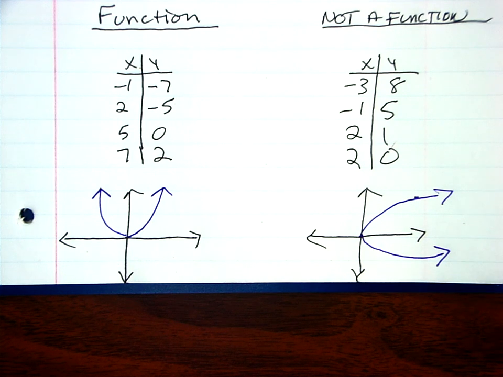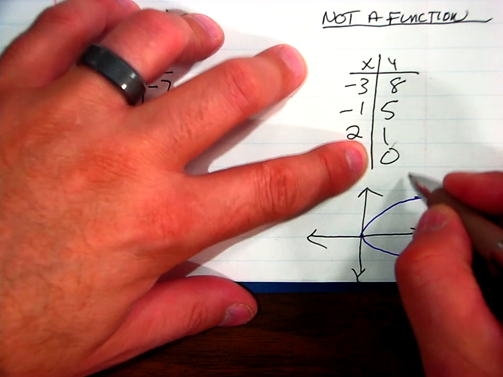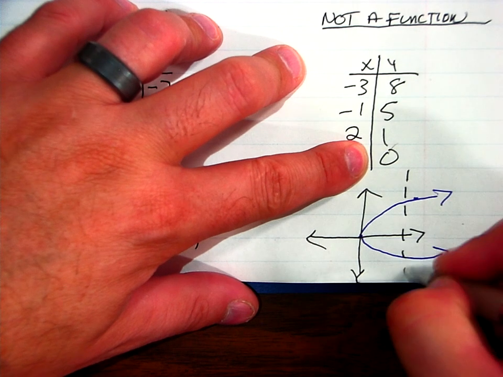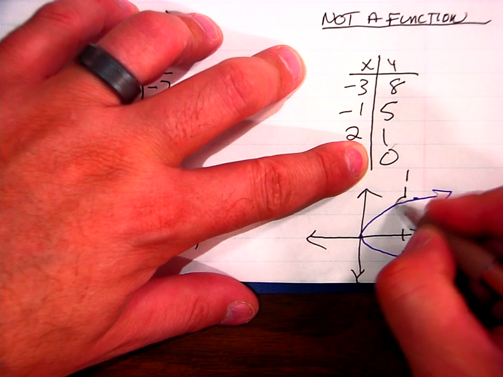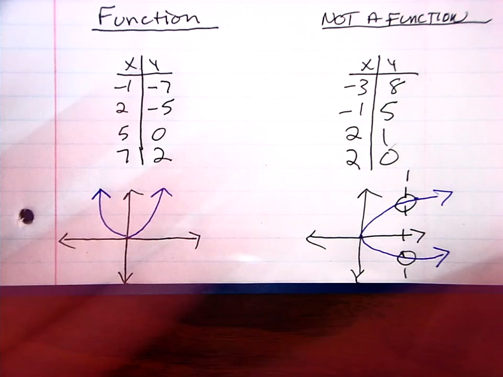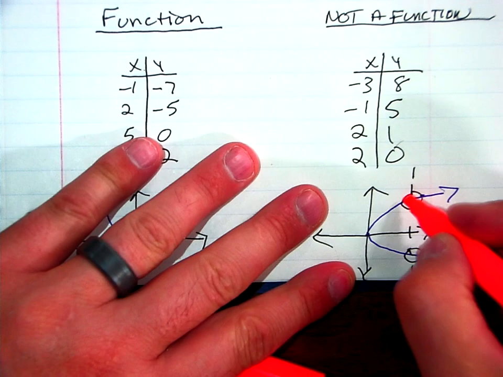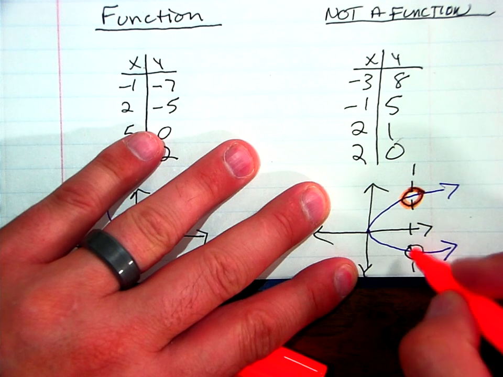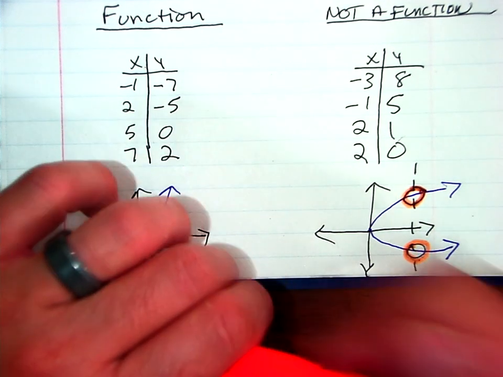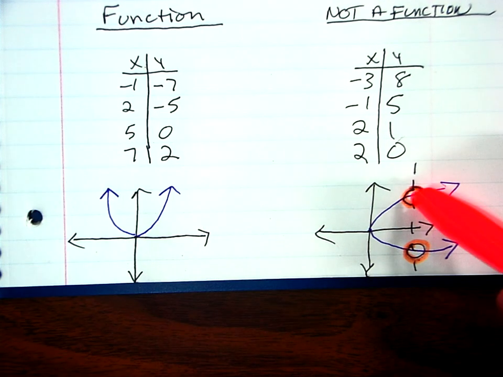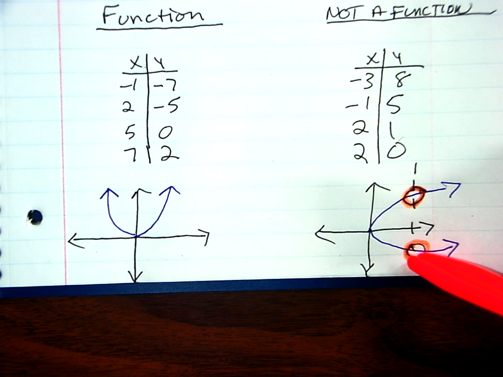Hopefully two years ago you heard of a thing called the vertical line test. Does that sound familiar? Yeah. So if you take a vertical line, this one touches here and here. So it crosses twice. So that means it's not a function. Because this time here you're getting water, this time you are getting Alfredo sauce.